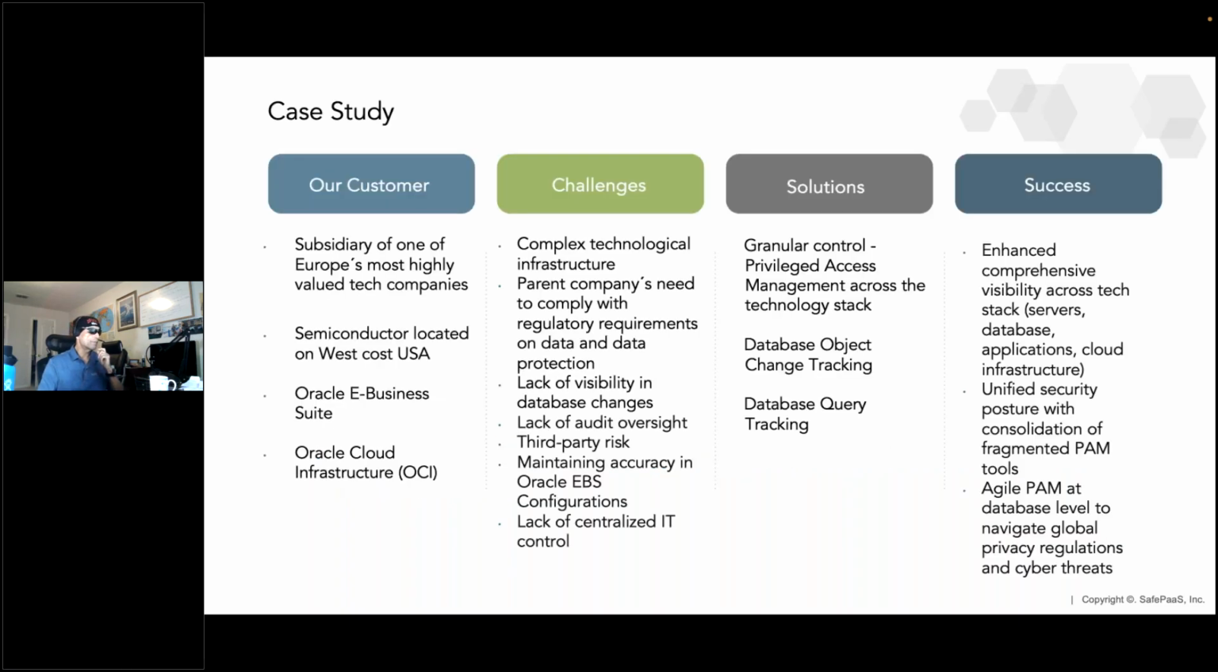Now we're going to talk about the case study. The case study is a leading global company, one of the largest top 5 semiconductor companies in the globe. It's, I think, the second or third largest company in Europe. So we're talking about a fairly complex business challenge, and one of their business units that we're talking about here uses Oracle E-Business Suite.